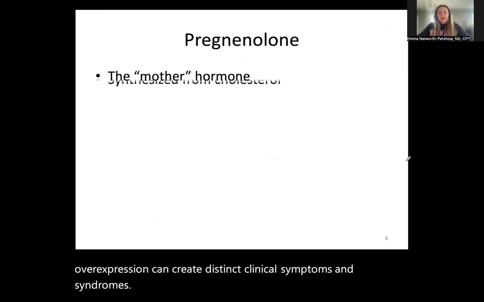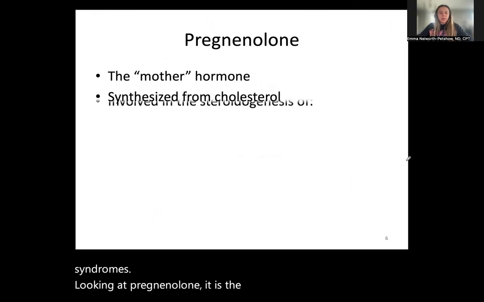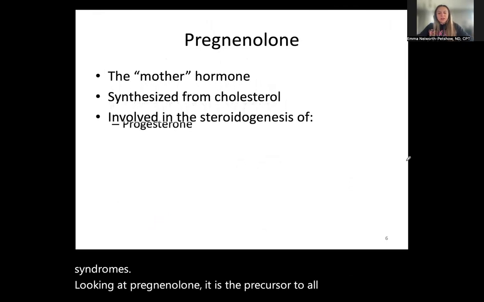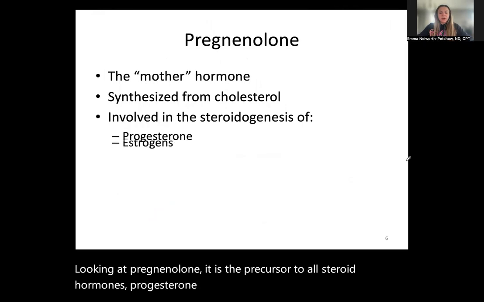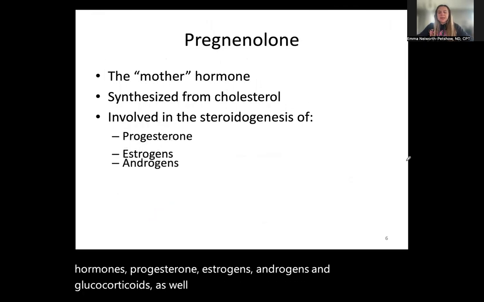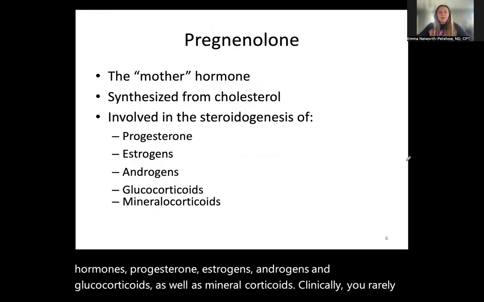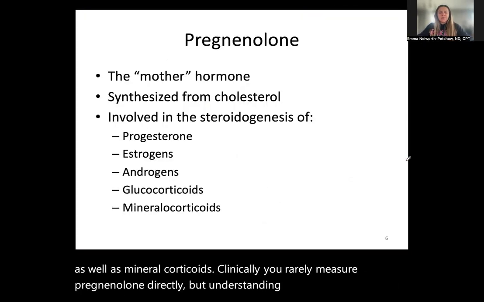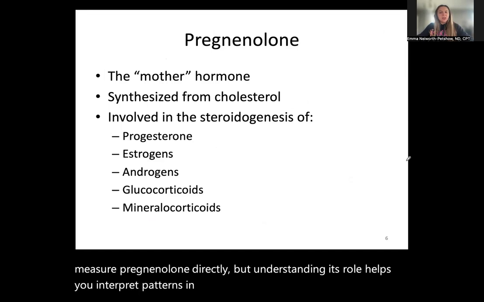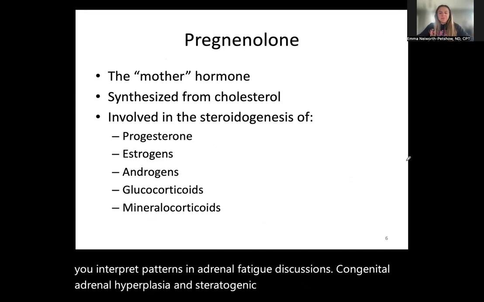Looking at pregnenolone, it is the precursor to all steroid hormones: progesterone, estrogens, androgens, and glucocorticoids, as well as mineralocorticoids. Clinically, you rarely measure pregnenolone directly, but understanding its role helps you interpret patterns in adrenal fatigue discussions, congenital adrenal hyperplasia, and steroidogenic enzyme disorders.